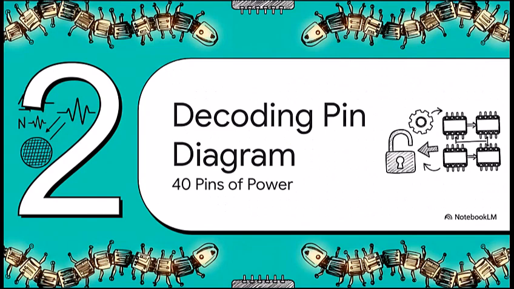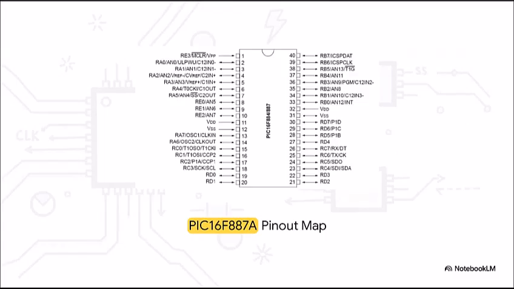Okay, Section 2, decoding the pin diagram. Now, staring down a 40-pin chip can feel, well, a bit daunting. I mean, let's be real, it kind of looks like a mechanical centipede. So let's filter out the noise. Looking at this map, what's really fascinating is that out of those 40 pins, a massive 33 of them can act as standard input and output pins, or I/O pins, to control external devices.